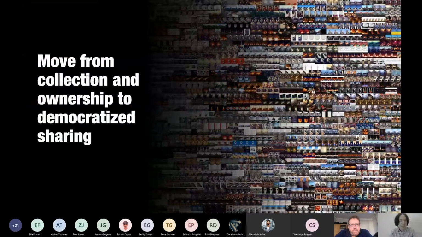There's also this move from collection and ownership to democratized sharing. I talked about the equality of digital data, but actually there's an equality of sharing that you experience. I guess the most obvious thing, and this is going to recur through things like Facebook or Twitter or Instagram or any of those platforms, is that we're suddenly able to share many things, so it's not the exclusive domain of one or a few people. Instead, we are all sharing many things. Well, that's the claimed model.